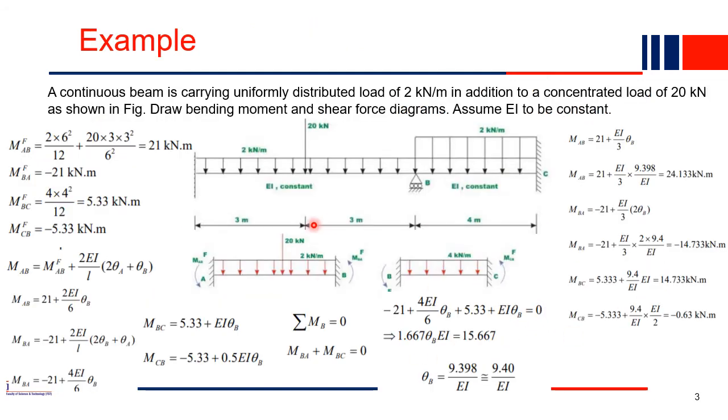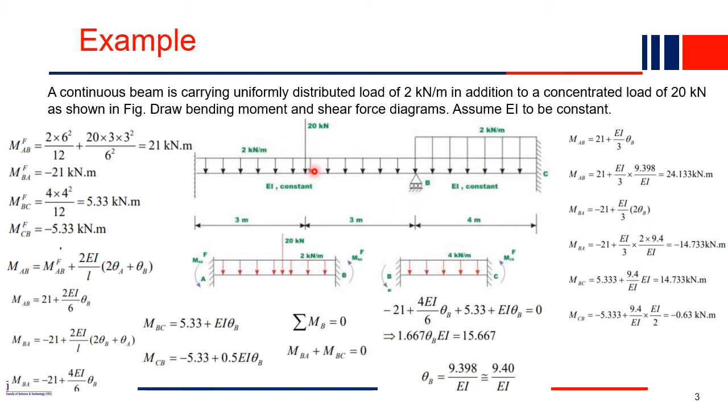Now let's see an example of how we can use these two equations to solve an indeterminate structure. A continuous beam carrying a uniformly distributed load of 2 kilonewton per meter in addition to a concentrated load of 20 kilonewton, as shown in the figure. This is a continuous beam because the spans are more than one. End A is fixed, end C is also fixed, whereas in the middle you have a roller support B.